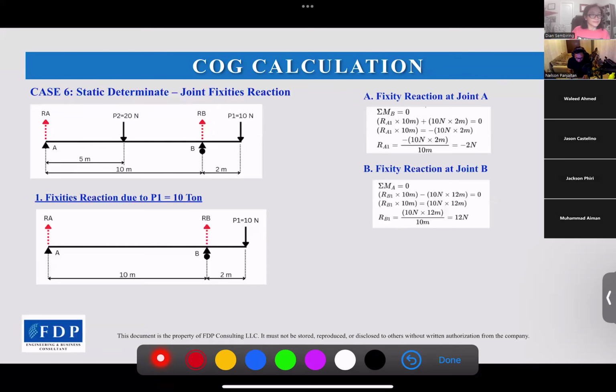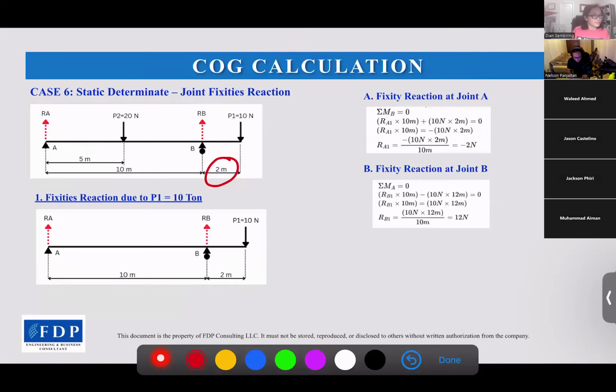Now case 6. We have P1 and P2. P1 is 10 newtons, P2 is 20 newtons, but P1 is on a cantilever beyond B. The distance is 2 meters here. So how to find the joint reaction? Same system. There is no other formula to calculate the joint reaction, as long as it is statically determinate.